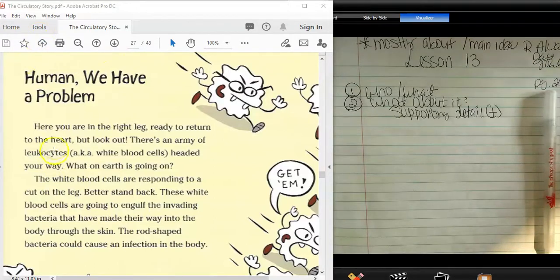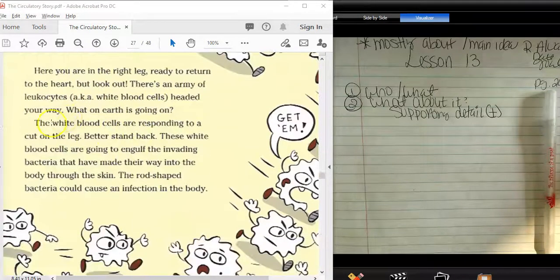Human, we have a problem. Here you are in the right leg, ready to return to the heart. But look out, there's an army of leukocytes, aka white blood cells, headed your way. What on earth is going on? The white blood cells are responding to a cut in the leg. Better stand back. These white blood cells are going to engulf the invading bacteria that have made their way into the body through the skin. The rod-shaped bacteria could cause an infection in the body.